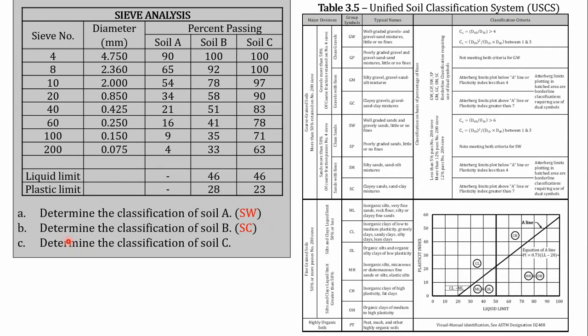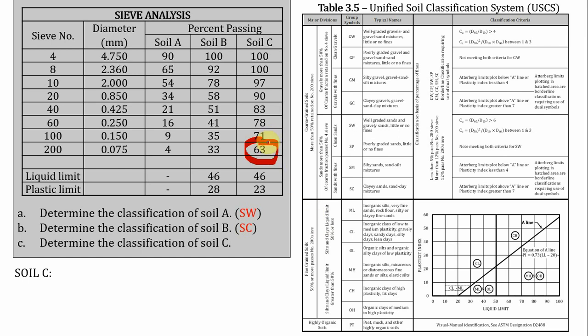So, how about soil C, class? Determine the classification of soil C. Dito tayo titingin naman sa soil C. In soil C, class, ang una nating dapat gawin is to solve whether coarse grained soil siya or fine grained soil. So para malaman natin yan, i-check natin, class, yung percent passing the number 200 sieve, that is 63%.